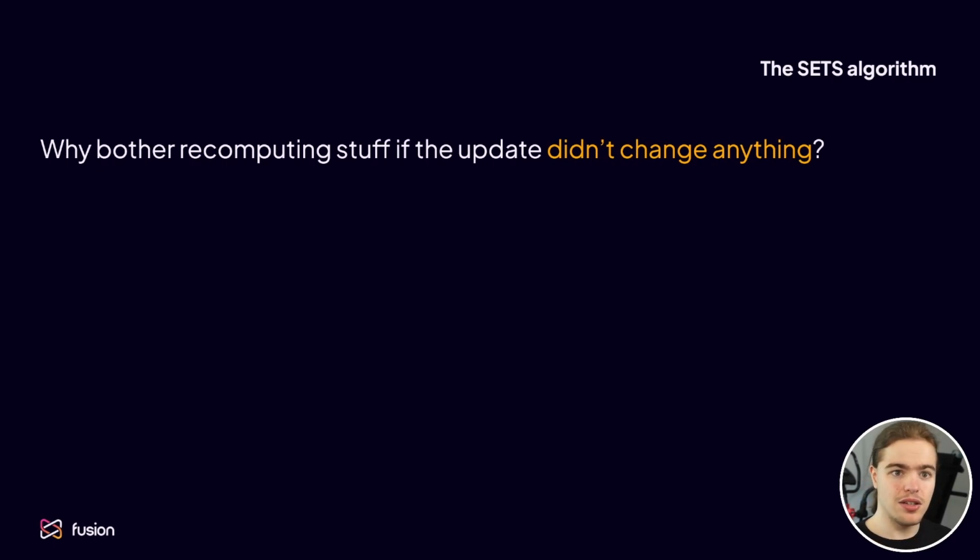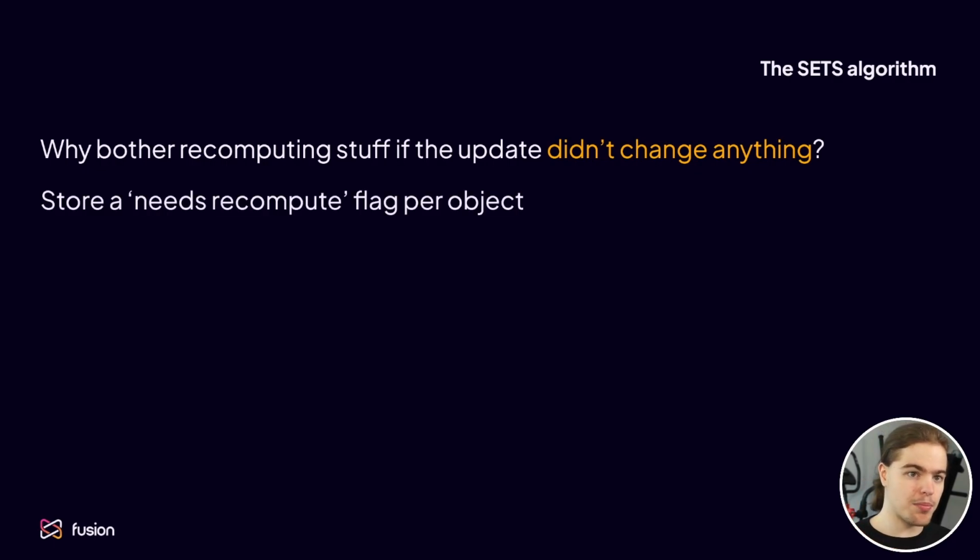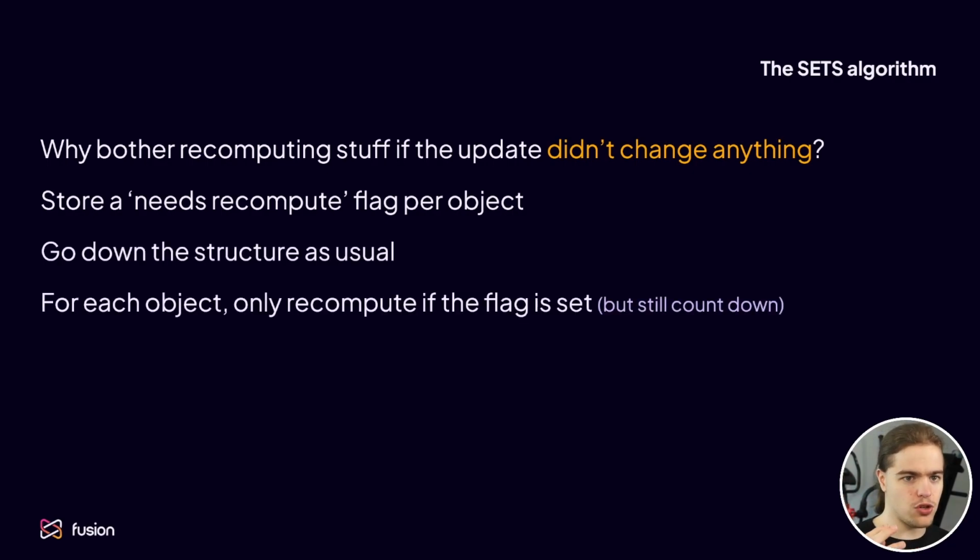To start, we need a needs recompute flag per object. When we set the flag, it indicates this thing needs to be recomputed. Pretty simple, hopefully. Then we could just go down the structure as usual. For each object, we will only actually recompute it if that flag is set. Of course, we still need to count down and exhaust the roots. This is just about the actual recomputation.